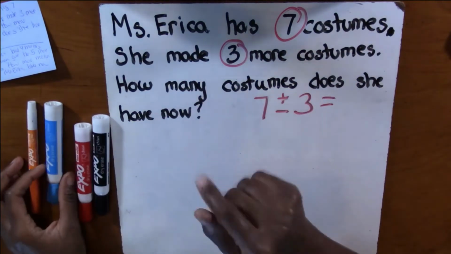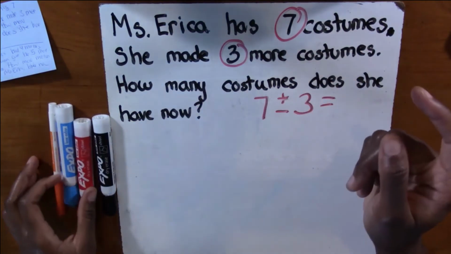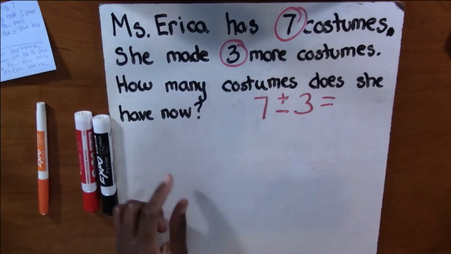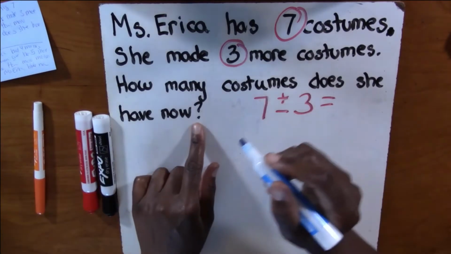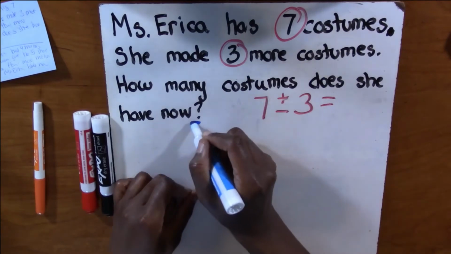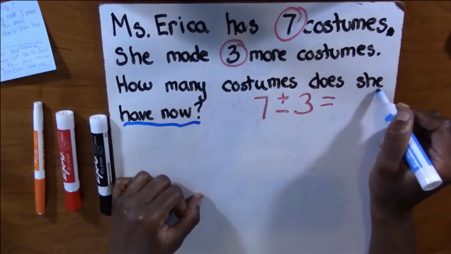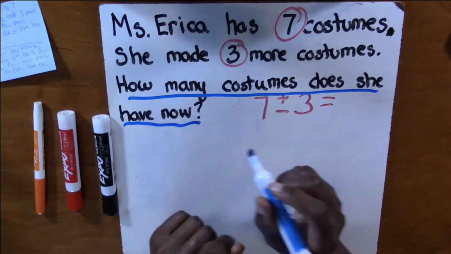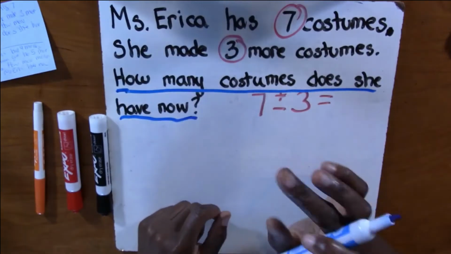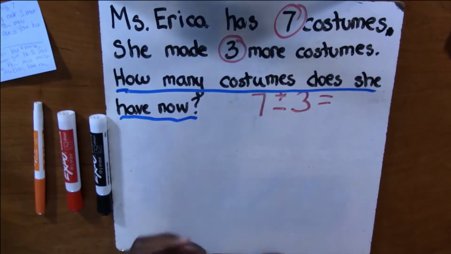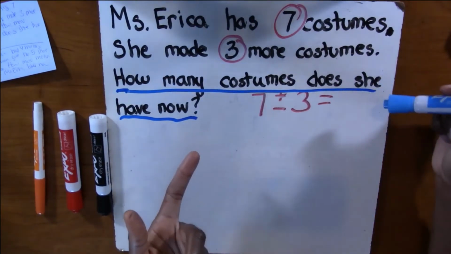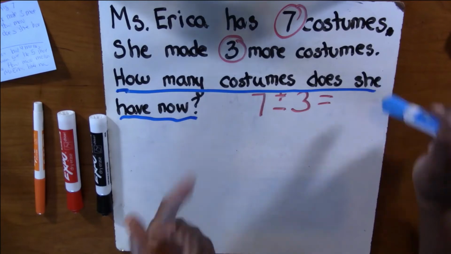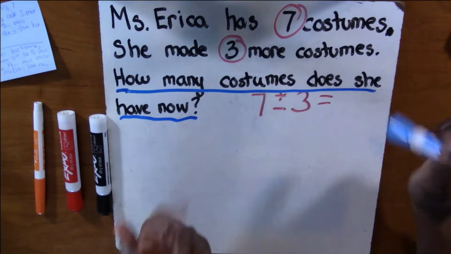Oh wait, I forgot one thing. I want to underline my question. Well, I need to get better about doing that. So here's my question mark. I'm gonna go backwards until I reach the beginning of my question. There it is, beginning of my question. So my question is, how many costumes does she have now? So that is what I need to be answering. That is what I'm looking for, is how many costumes I have now.